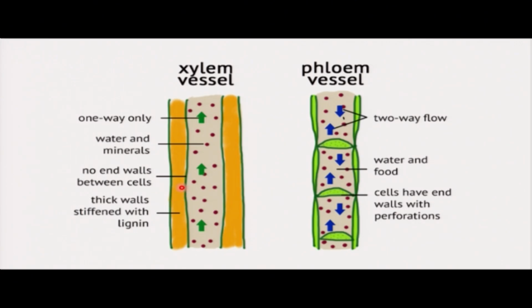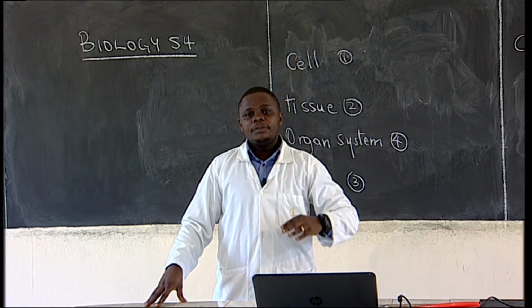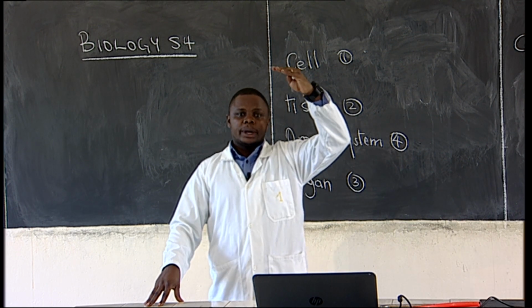When you check the cell wall, here we have thick walls stiffened by what we call lignin. Lignin is a complex substance, and this acts as waterproofing. Then the cell walls are thick, like you see, this is thick. Then when it comes to phloem vessel, two-way flow. Two-way flow means what? Here, food nutrients can be transported from leaves to lower parts of the plant, or they can even be transported from roots to upper parts of the plant.